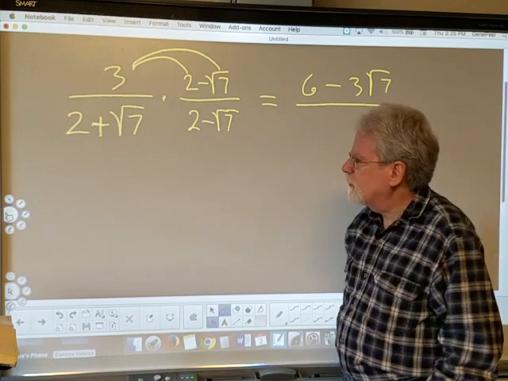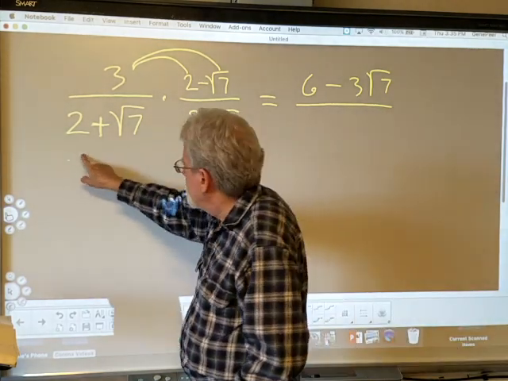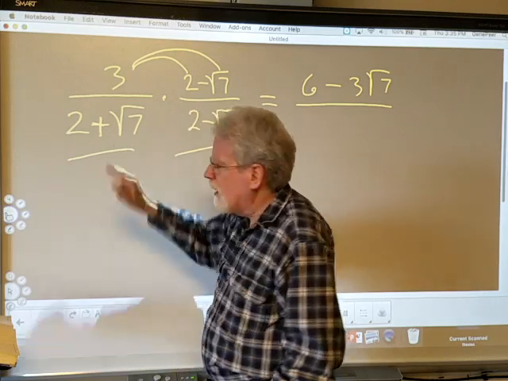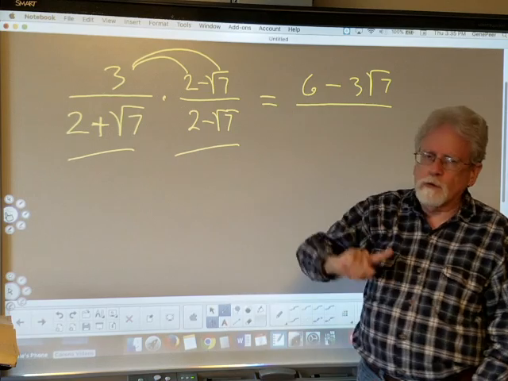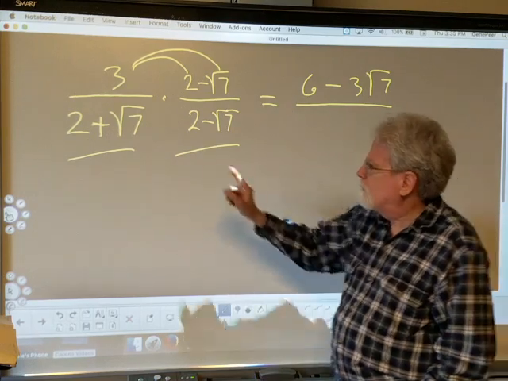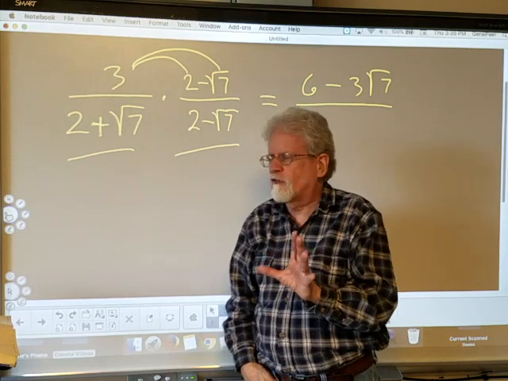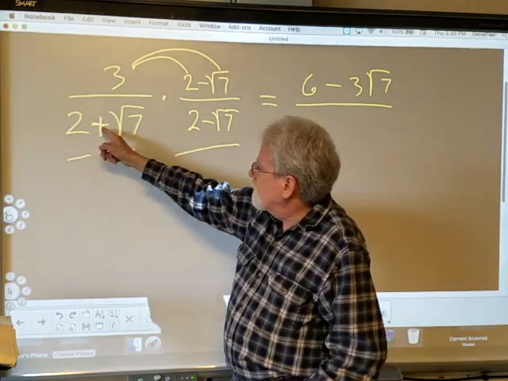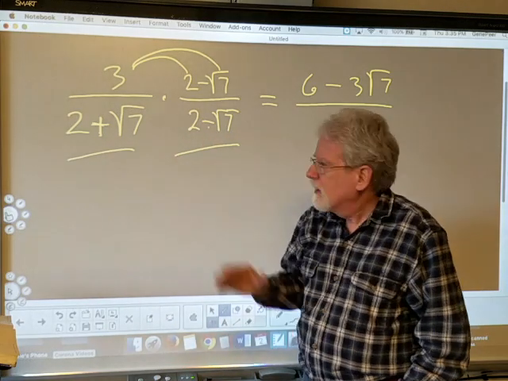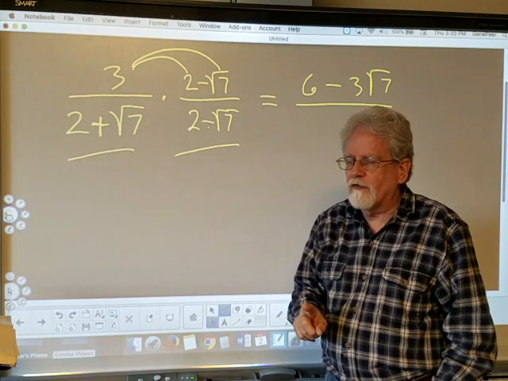What happens to the denominator? There's a name for these, by the way. These guys are called conjugates of each other. 2 minus square root of 7 is called the conjugate of 2 plus square root of 7. There is something marvelously special about conjugates. When you just change the sign in the middle, they're called conjugates, and here's what happens with conjugates.